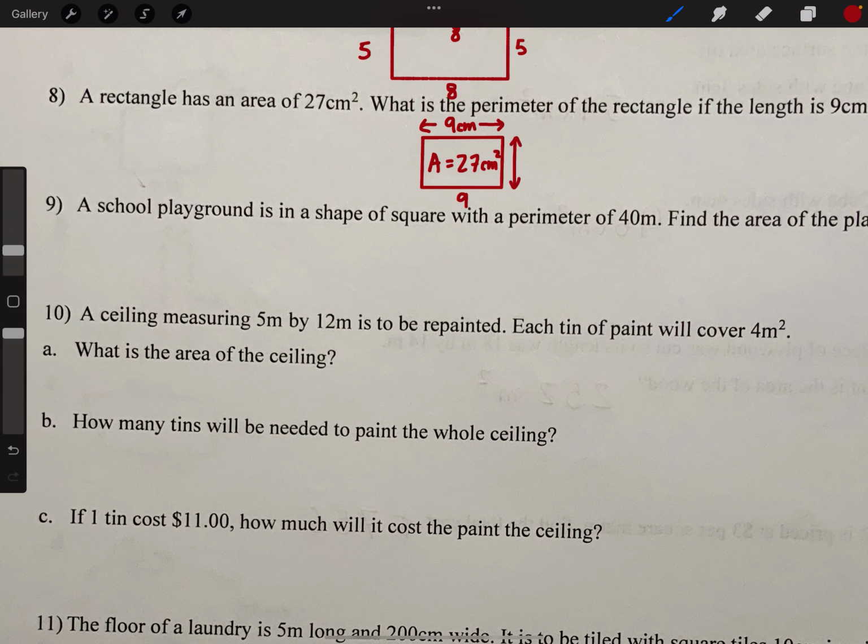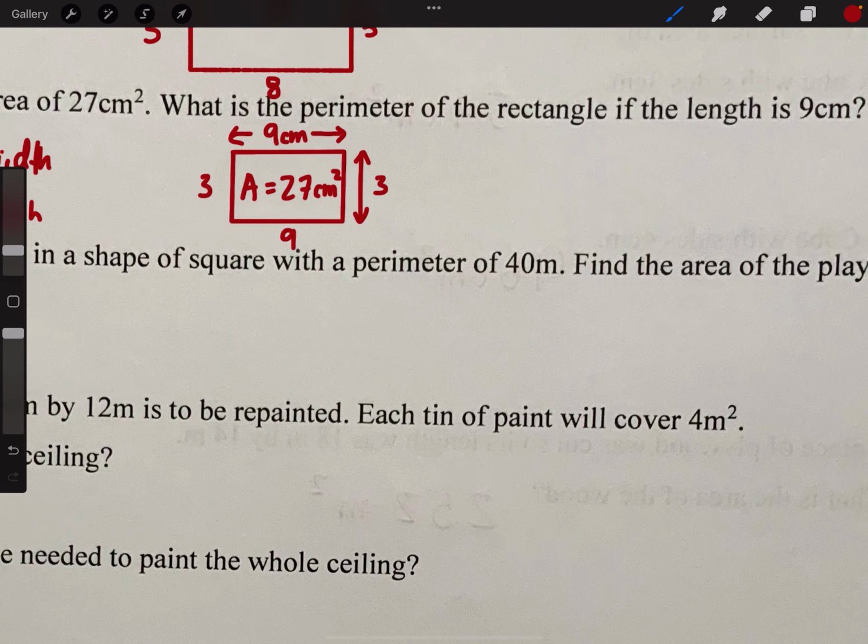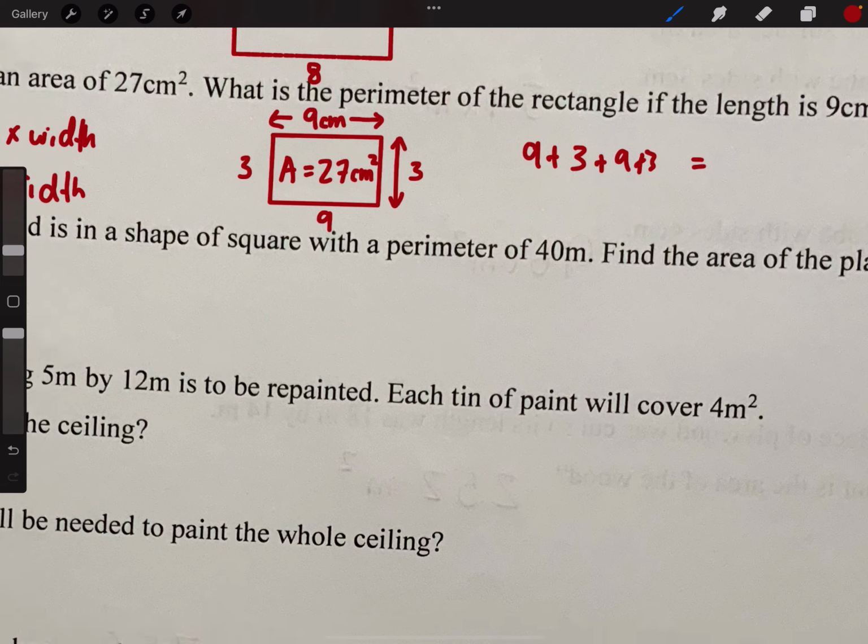So to find the width, we can use the area and the length, because we know that length times width equals area. Area is 27. 27 equals the length, which is 9, times the width. So 9 times something is 27. This has to be 3. 9 times 3 is 27. So now you have the width is going to be 3 and the length is 9. Now you can find the perimeter. We're just going to add all the sides together. 9 plus 3 plus 9 plus 3. Get the answer.